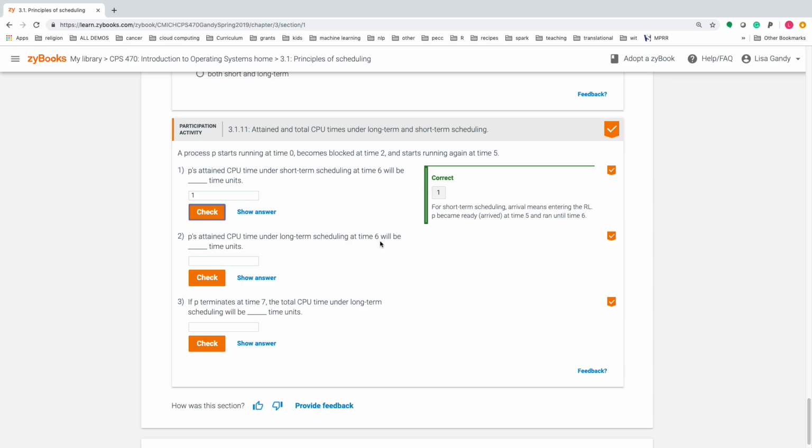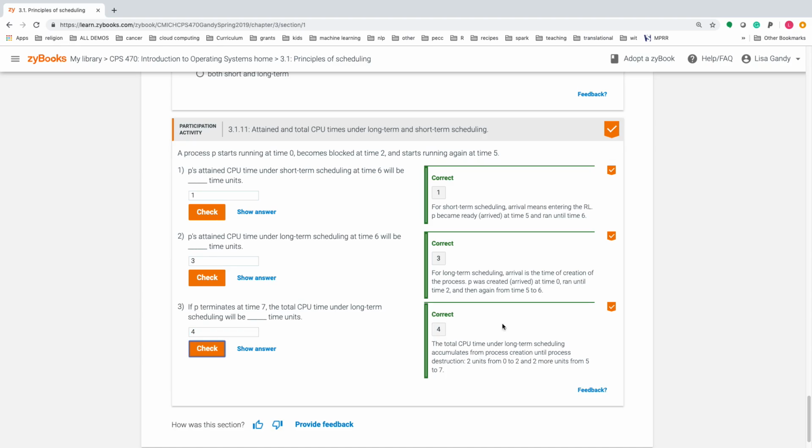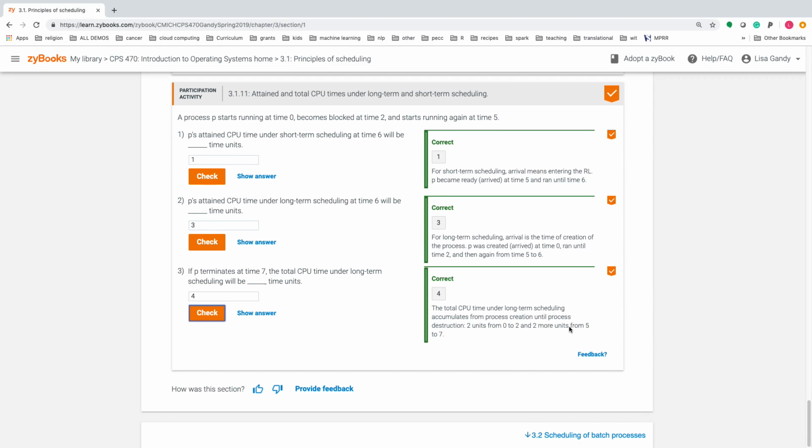Yes. Okay. P's attained CPU time under long-term scheduling at time 6 would be what? 3. Yes. Not 2, 3. Good. Okay. If P terminates at time 7, the total CPU time under long-term scheduling will be how many time units? 5. 0 to 2, and then 5 to 7. Yeah. So what are we going with? 4. Yes. The total CPU time under long-term scheduling accumulates from process creation until process destruction. Make sense? Okay.